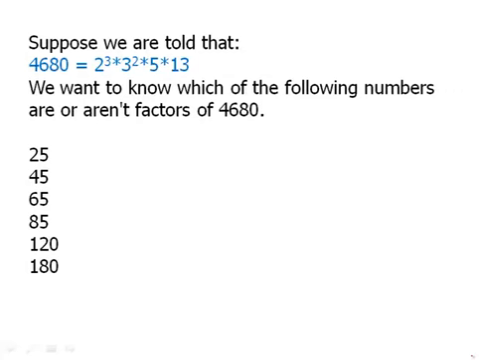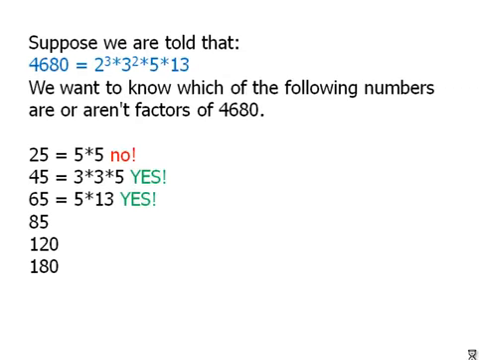So for 25, obviously that is 5 times 5. We need two factors of 5. We have only one factor of 5, so that's not going to work. 25 does not work. 45, well, that's 5 times 9, or 5 times 3 times 3. Well, we have a factor of 5 and we have two factors of 3, so that works. 65 is 5 times 13. Well, we have a 5, we have a 13, so that works. 85 is 5 times 17. We do not have a factor of 17, so that's not going to work.